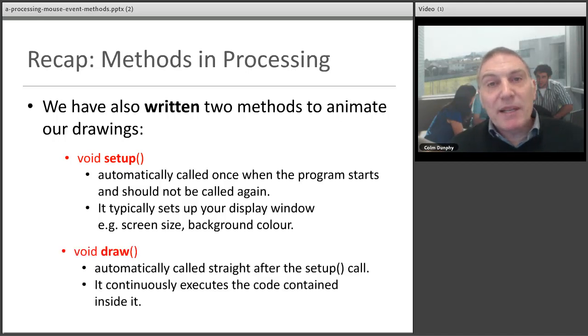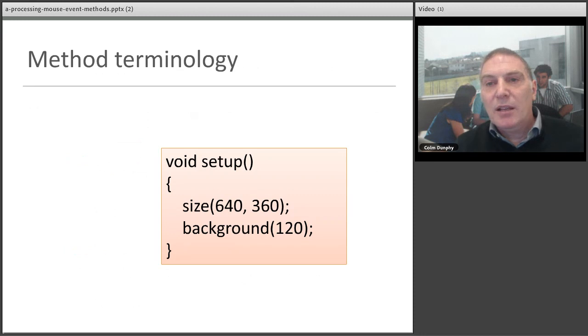Another method that you've been implementing already is the draw method. And this is automatically called straight after the setup call, and it continually executes the code contained inside it. What we learned last week was it runs about 60 times a second. So we have some terminology now. We're going to look at setup in a bit more detail and identify the constituent parts in this method so that we can identify how to write other methods ourselves this week.